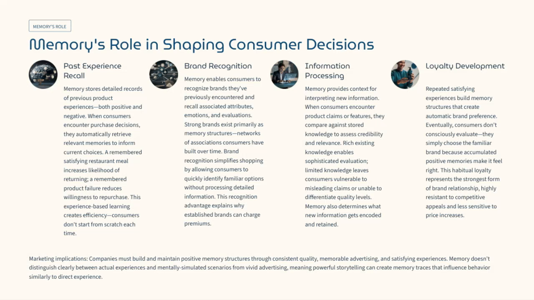When we think about marketing implications, it's crucial for companies to focus on building and maintaining positive memory structures in consumers' minds. This can be achieved through consistent quality, memorable advertising, and delivering satisfying experiences. Interestingly, memory doesn't always clearly distinguish between actual experiences and mentally simulated scenarios created by vivid advertising. This means that powerful storytelling can create strong memory traces that influence behavior just like real experiences do.